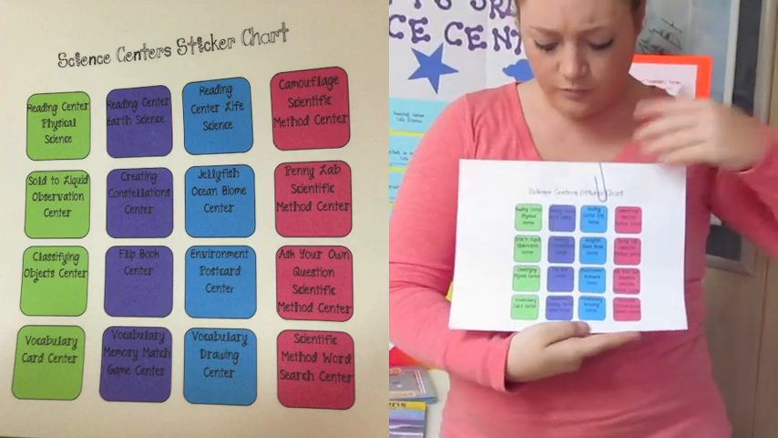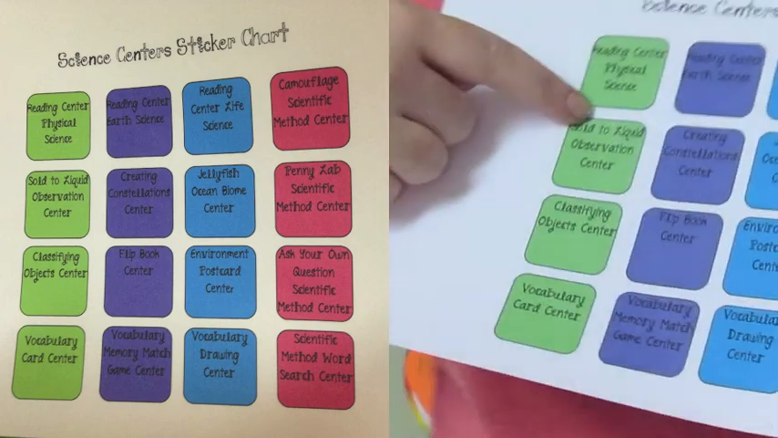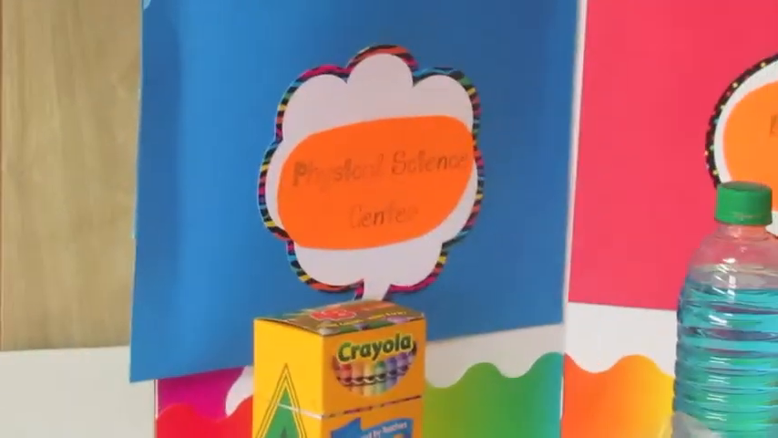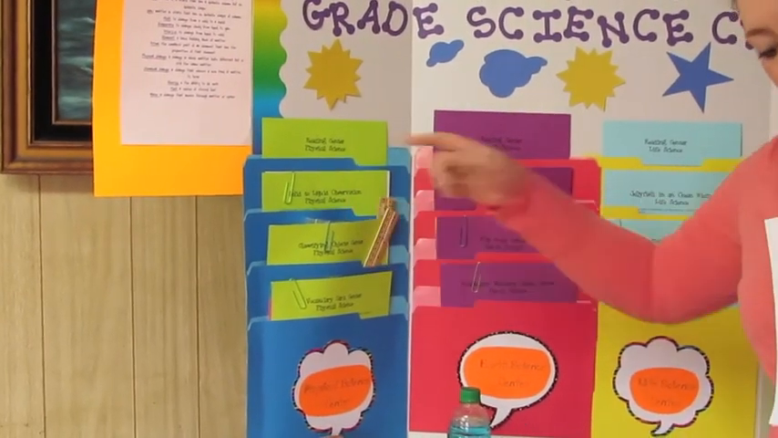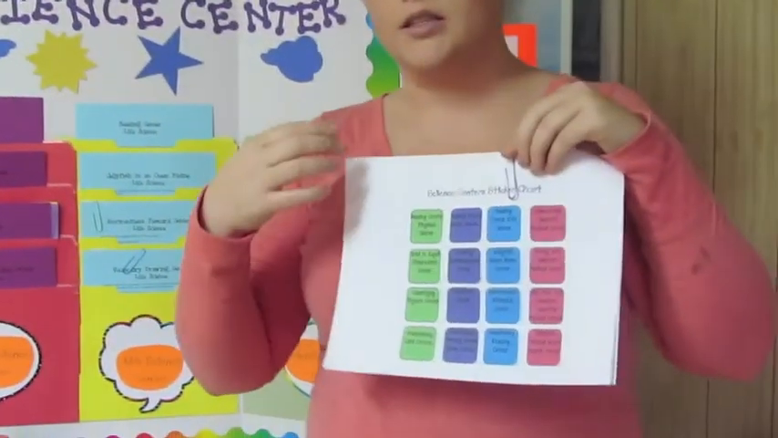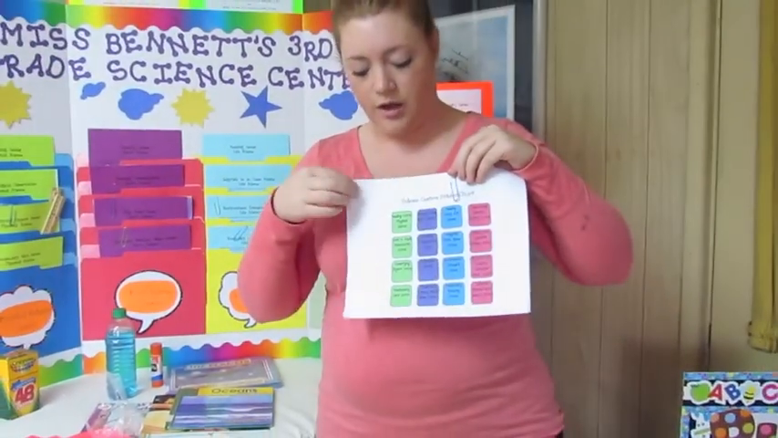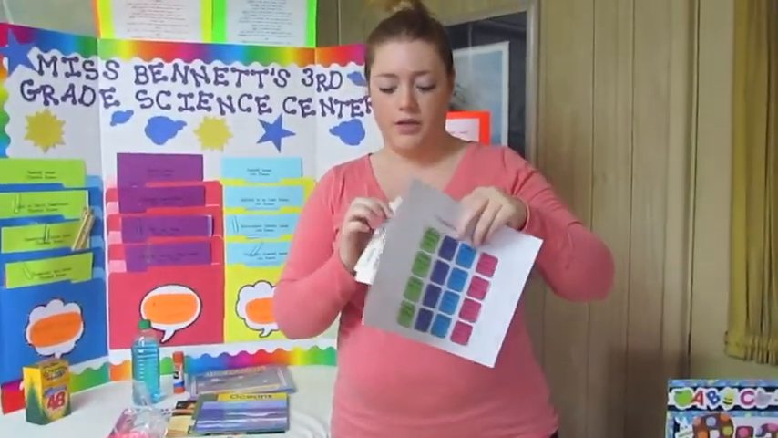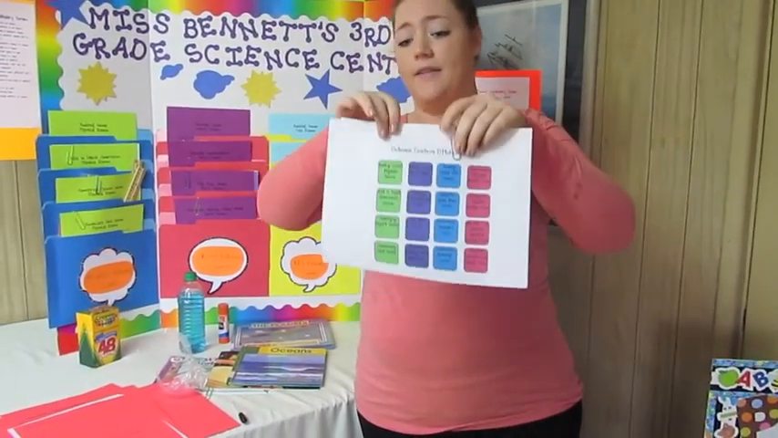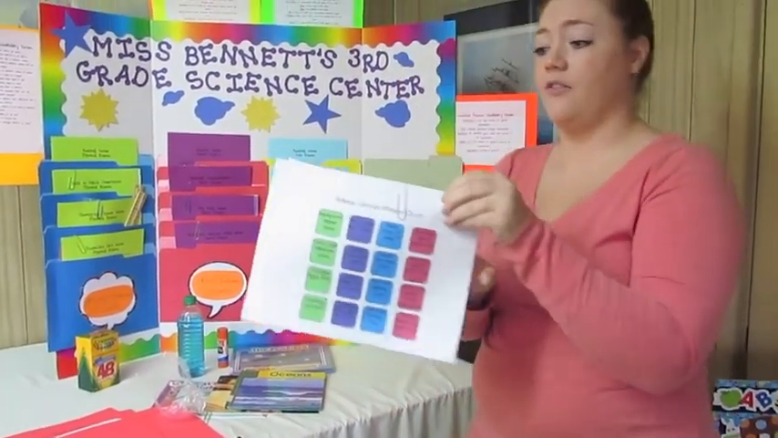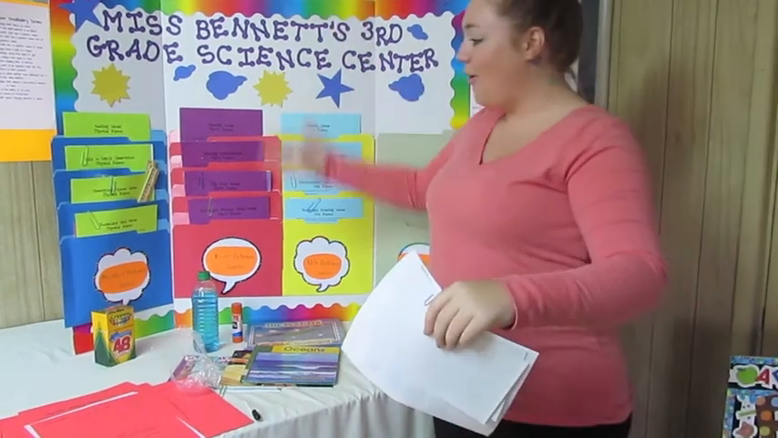Each column corresponds to the column on the board. So we have vocabulary on the bottom, vocabulary, we have the object center, and the object center. Each time that the center is completed, the student would have their own chart, and they would place their stickers on the chart once they've completed the center. And then that is how I will assess that they have completed each center.